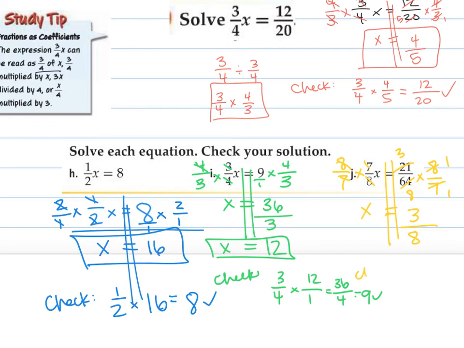Plug that in for my check. 7/8 times 3/8. Multiply tops and bottoms. 3 times 7 is 21. 8 times 8 is 64. That is what we need to get back. So x equals 3/8.